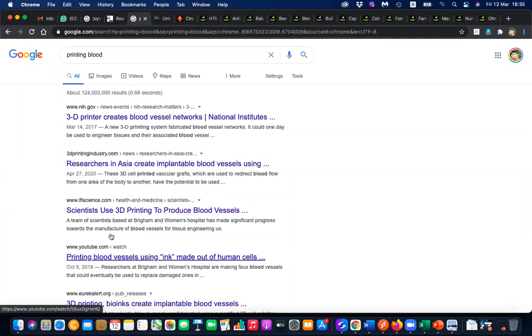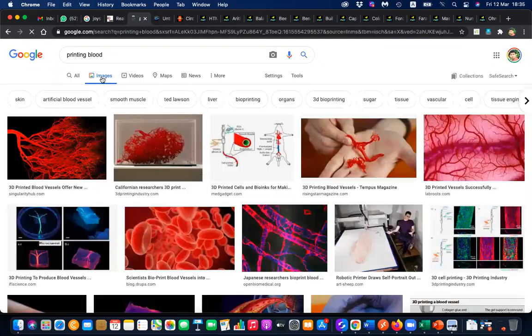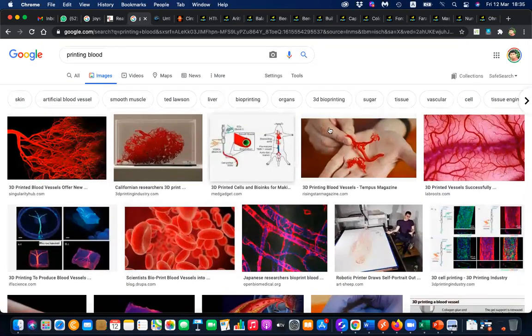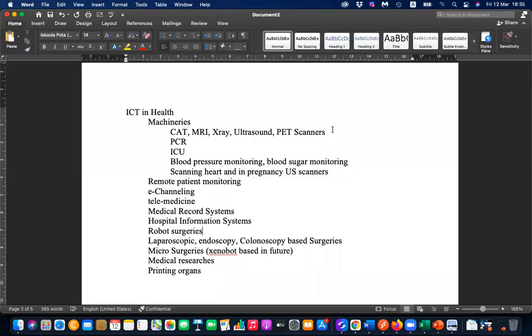So these are at the research level. You can read the research articles, but it is still not there. Blood vessels can be printed, but printing blood is a hard thing. Still trying. Vessels can be printed. Damaged vessels can be repaired.